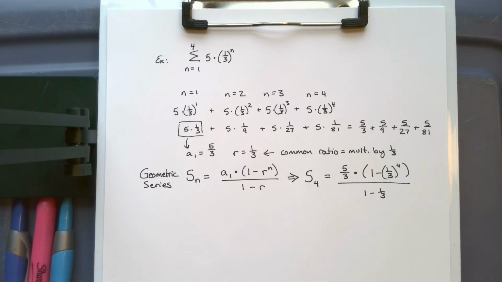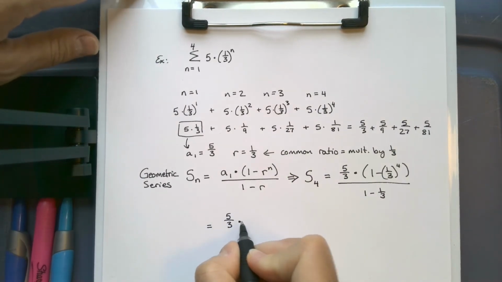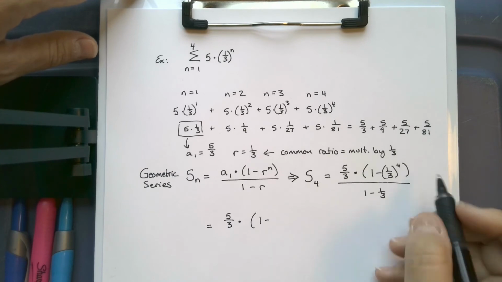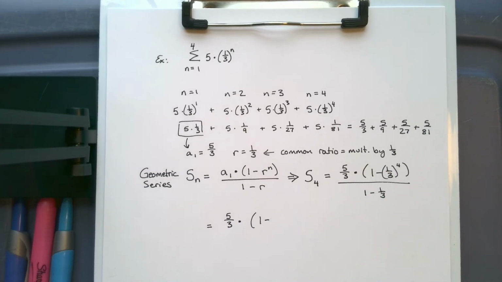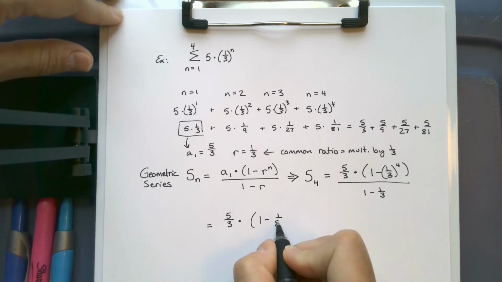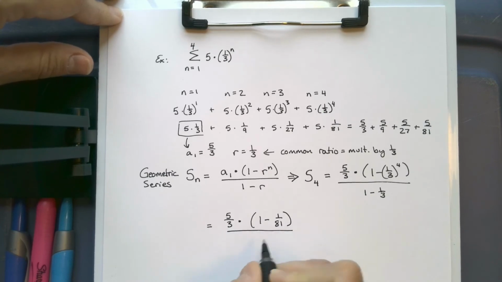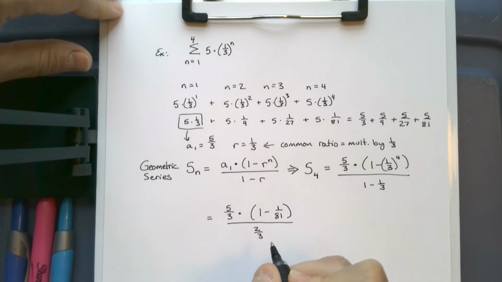Now, from here, you can do some creative algebra, which is what I'm going to do, or you can use your calculator, which is totally fine as well. Better to be accurate than to not. So, I'm going to have 5/3 times 1 minus 1/3 to the fourth. Well, I believe that's going to be, let's see, 3, 9, 27, 81. So 1 minus 1/81, all over 1 minus 1/3. I can go ahead and rewrite that as 2/3.